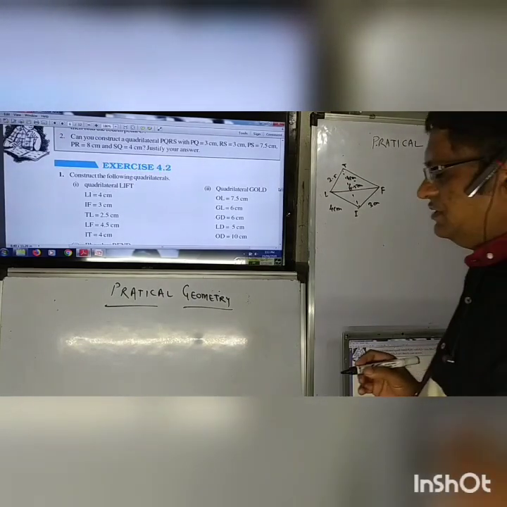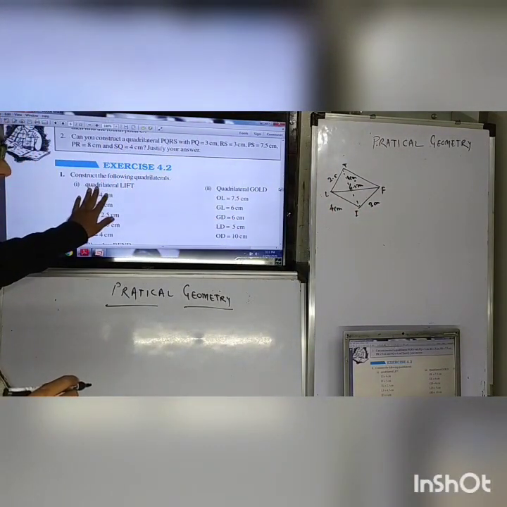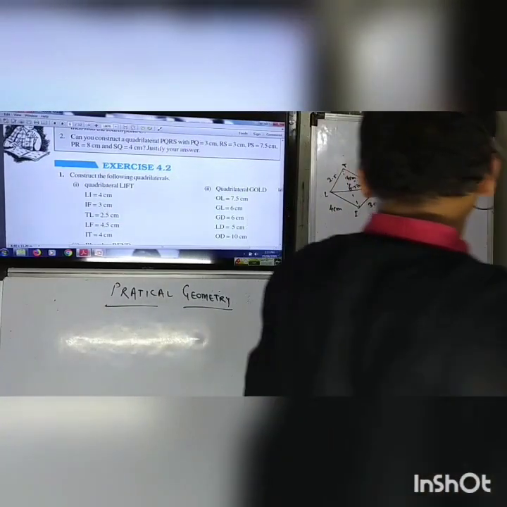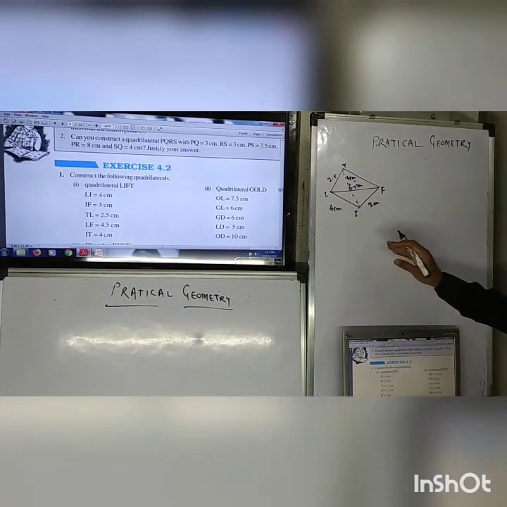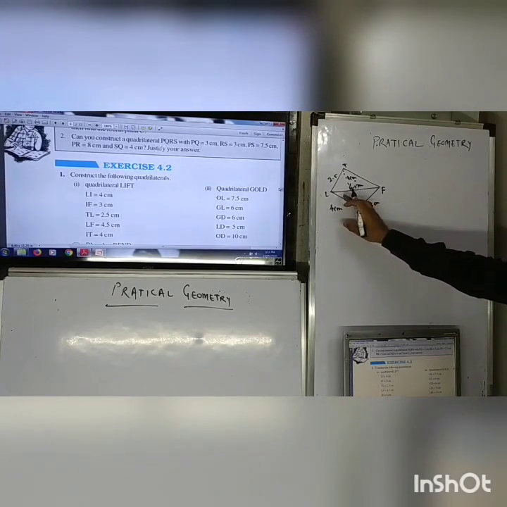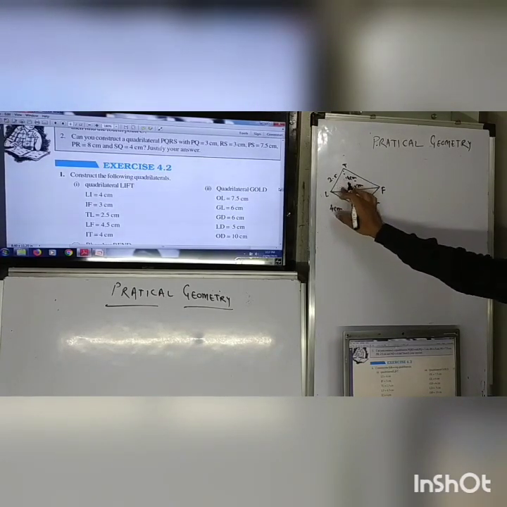Now let us do the first problem of exercise 4.2. We want to construct quadrilateral LIFT. To construct quadrilateral LIFT, first of all we draw the rough diagram. In this rough diagram, what is given? The diagonal LF is not given.